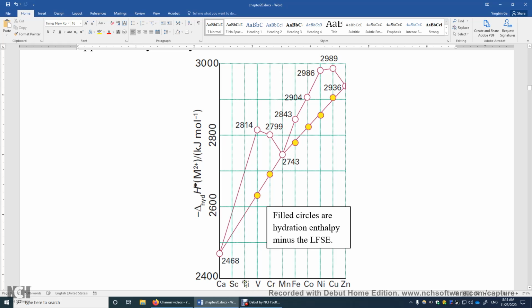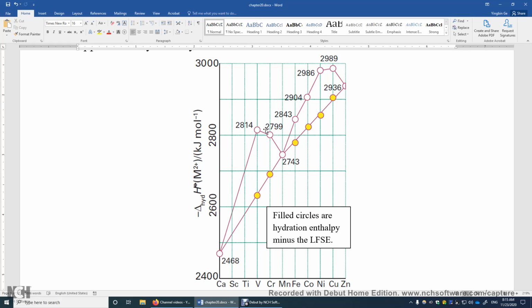We have these 10 transition metal ions plus this calcium 2+. Now let's look at the magnitude of the enthalpy of hydration from here to here to here to here and then here. So these unfilled circles are the experimental data of the hydration enthalpy of these metallic ions in water. And then obviously there's a hump here and another hump here. So why do we see these two humps in the hydration enthalpy plot? Well, this is simply due to the ligand field stabilization energy.